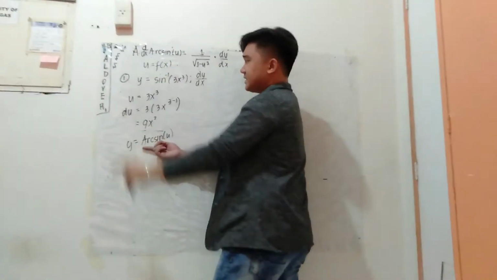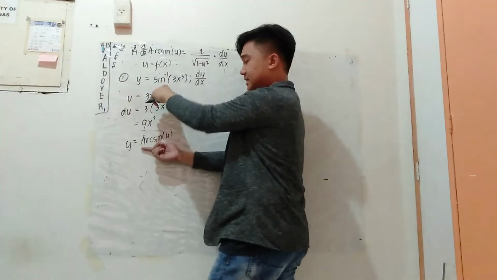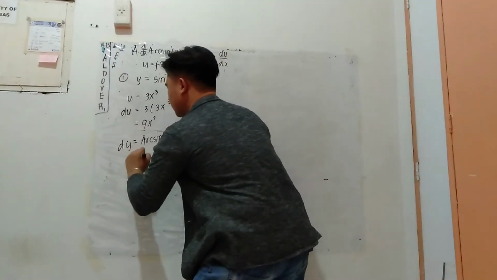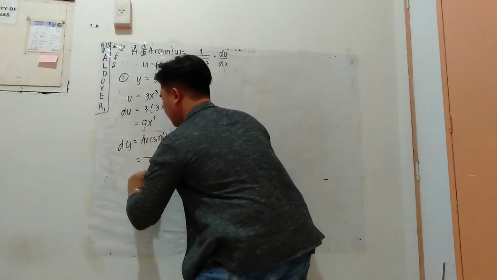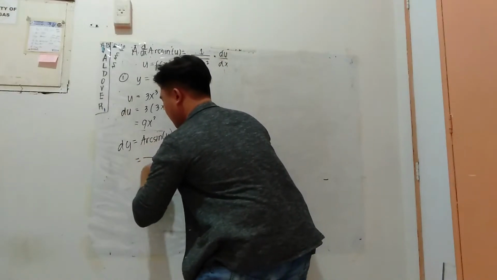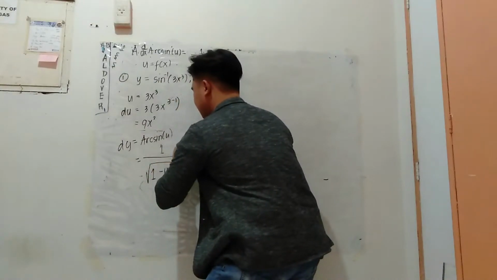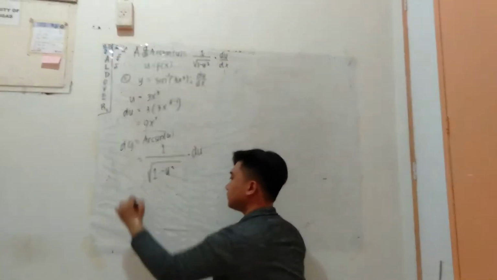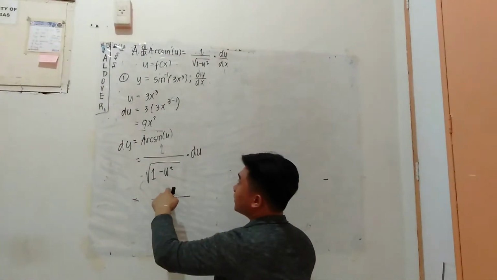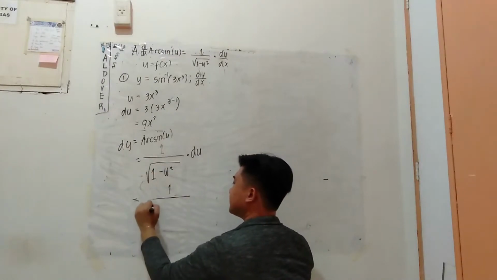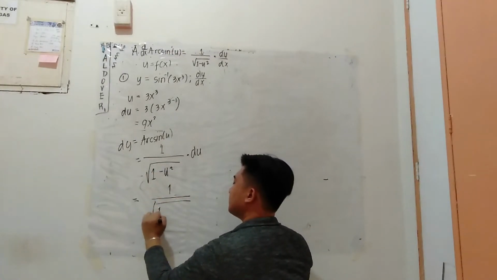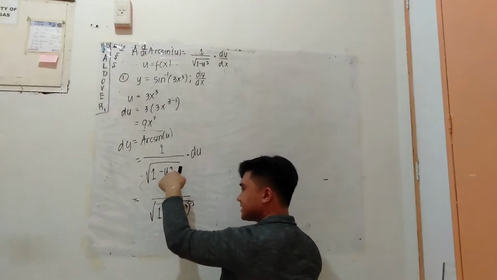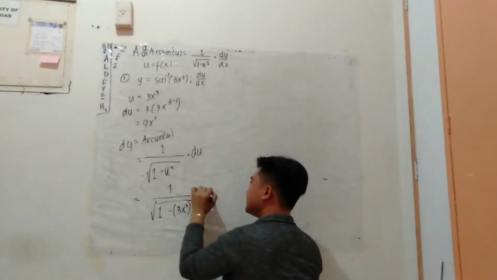Again guys, arcsine saka ito, iisa lang yung basa. So, derivative natin, ang arcsine of u, that is equals to 1 all over square root of 1 minus u squared times du. Okay? U is equals to 3x cubed. So, 1 divided by square root of 1 minus u which is 3x cubed squared, kasi naka-square, times du which is 9x squared.